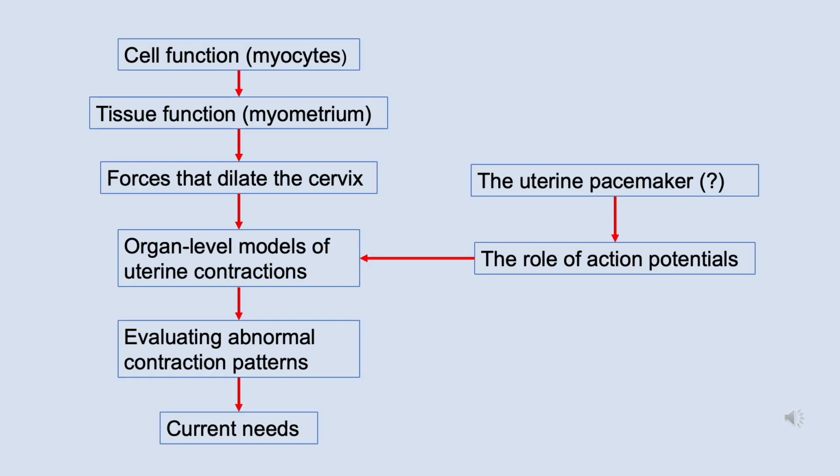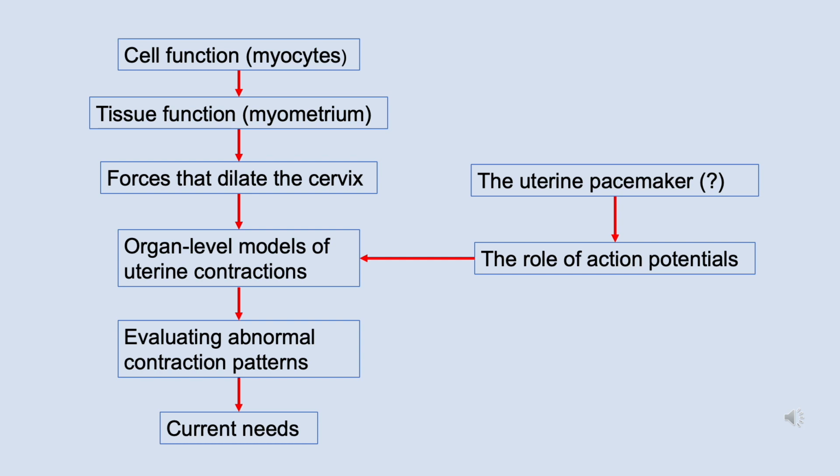In this presentation, we'll be talking about uterine contractions, what we really need in order to be monitoring them more accurately or better to help with clinical decisions, how to evaluate abnormal uterine contraction patterns, and perhaps what to do about them. But in order to get to that point, we'll be needing to talk about organ-level models of uterine contractions and how they've evolved over time.